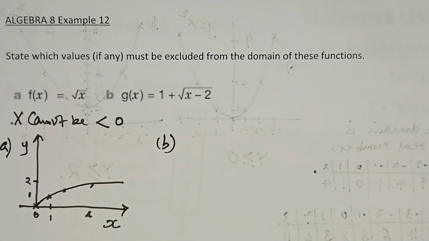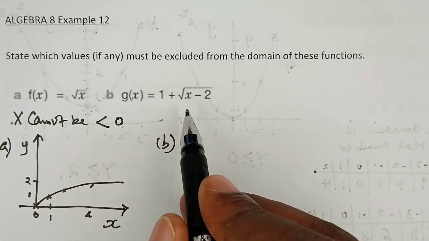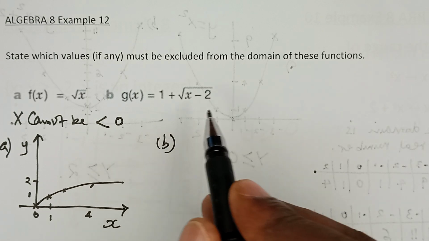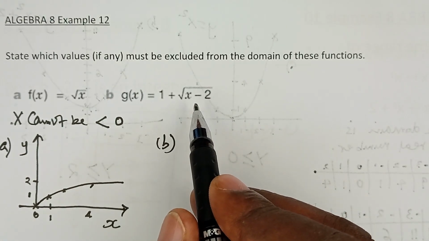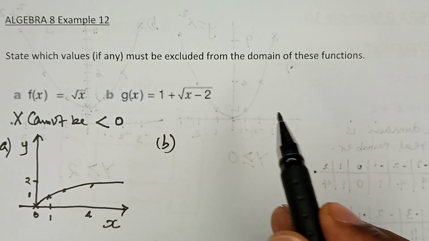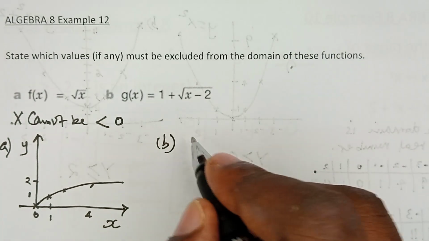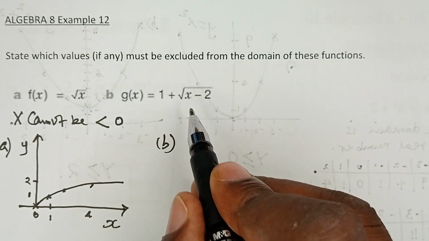If you look at part B of the question, obviously this was part A. If you look at part B, the function is 1 plus the root of x minus 2. Again, there is the aspect of the square root there. And there is no way that we can have root of negative numbers. So it goes without saying that whatever is under the root can never be less than 0.